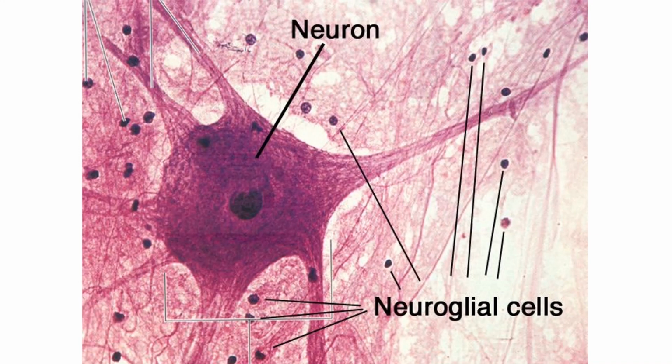The subject of this presentation is the nervous tissue. It is one of the four basic tissues that make up the human body. It has special features, and we will discuss these features in this presentation.